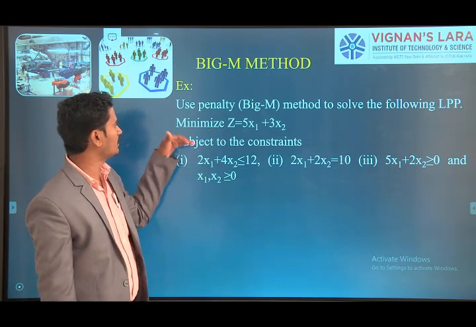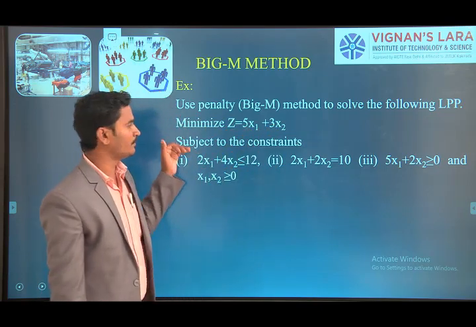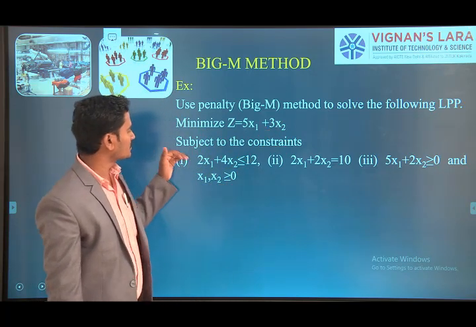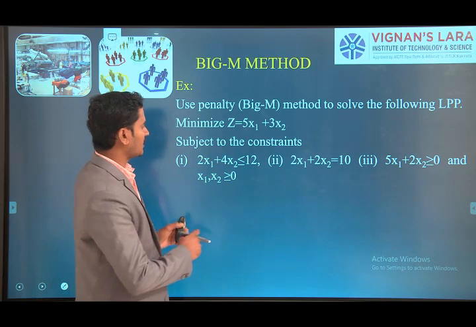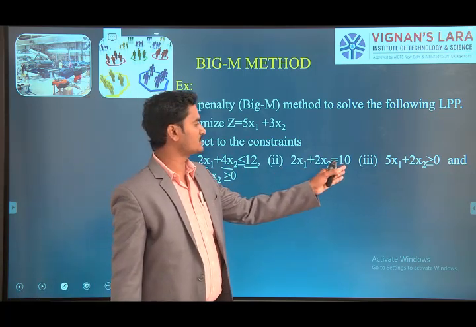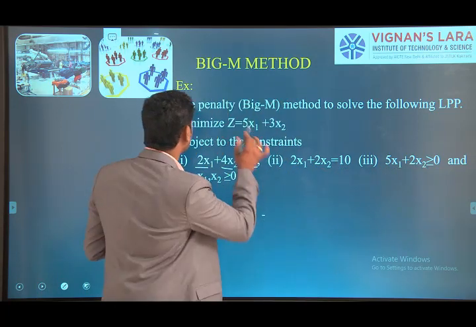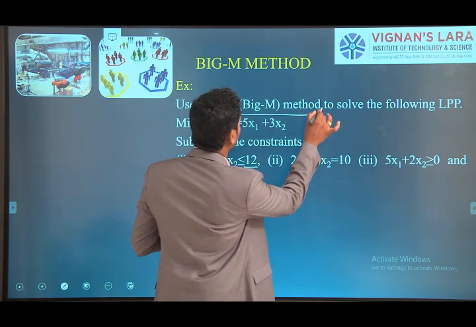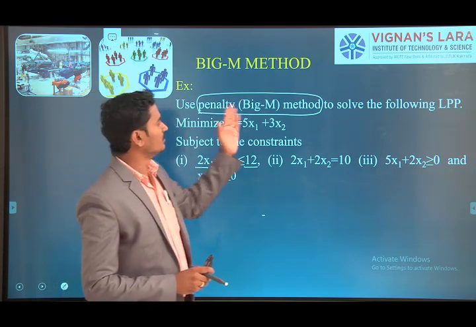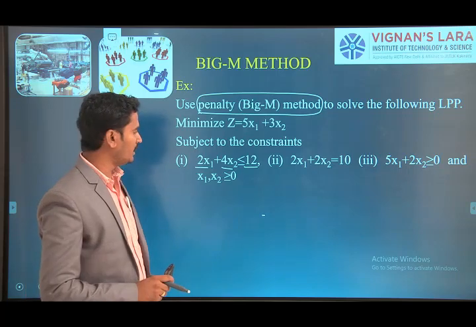Here we take one example. Use the penalty or big M method to solve the following LPP. Minimize Z equals 5x1 plus 3x2, subject to three constraints: 2x1 plus 4x2 less than or equal to 12, 2x1 plus 2x2 equal to 10, and 5x1 plus 2x2 greater than or equal to 10. If they don't ask for the penalty method or any method, they just ask to solve the following LPP. What do you do at that time?